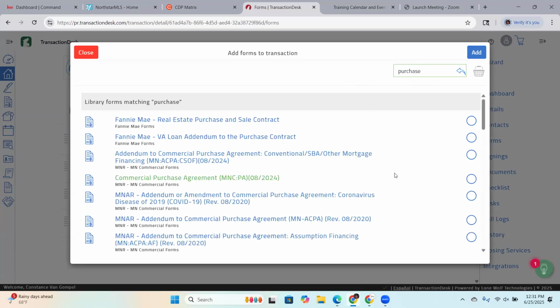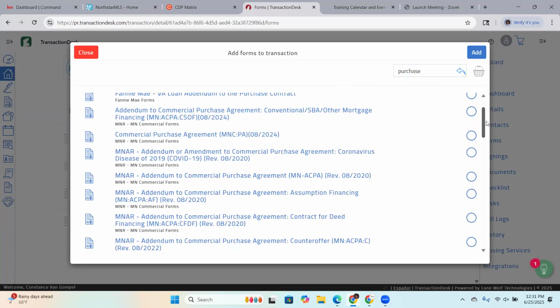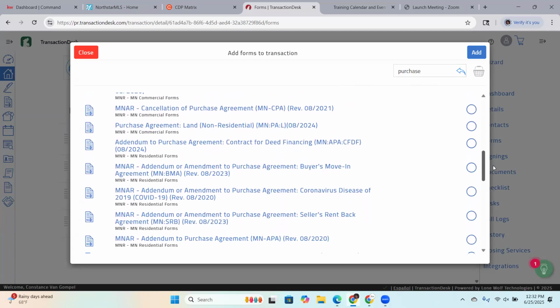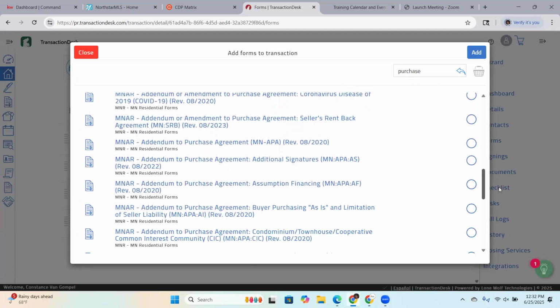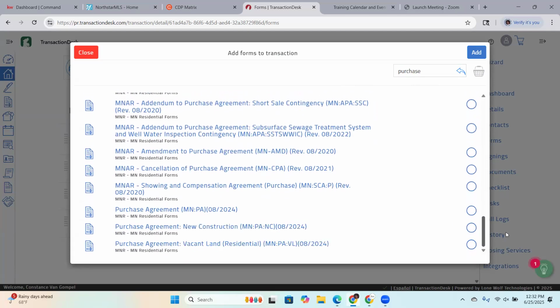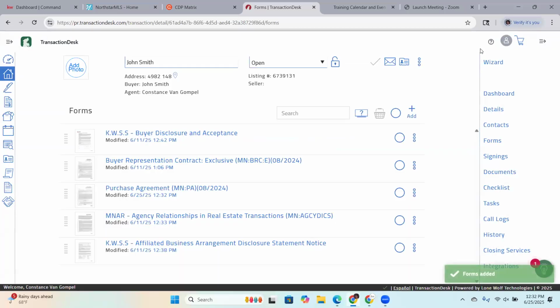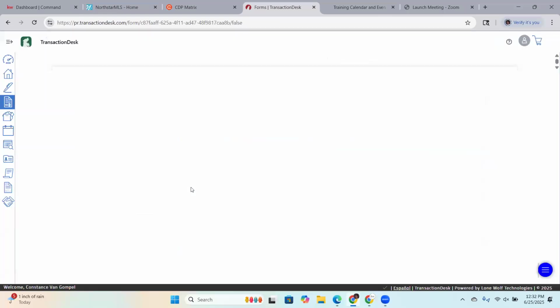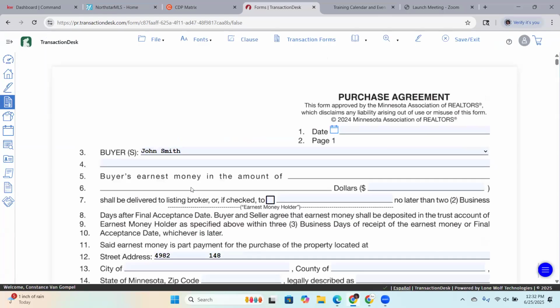And first we get a lot of them. There it is. We want the residential one. And we added that to our basket. So now we're gonna fill that out. As you can see, it brought in his name and it brought in the address down here. So the date that you're writing it is today's the 25th.